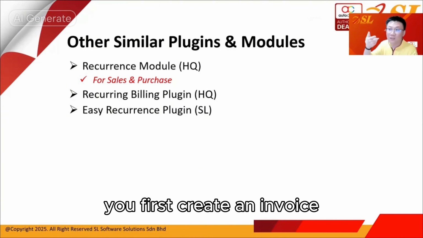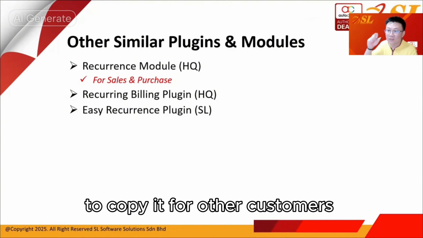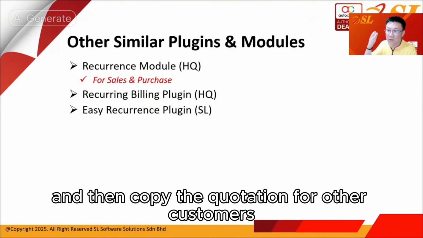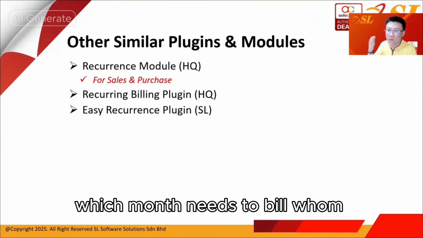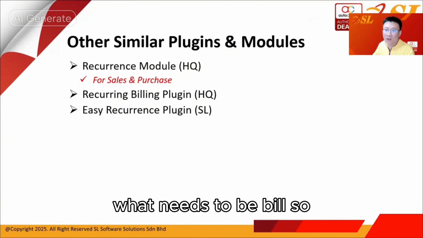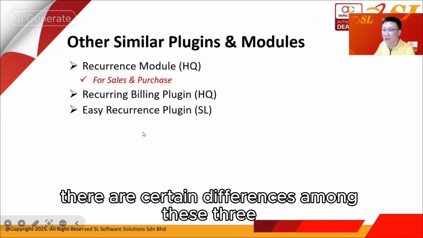You first create an invoice, and then we base on this invoice to copy it for other customers, okay? Or a quotation, and then copy the quotation for other customers. So it is a copy logic, not preset, okay? Which month needs to bill whom, okay? What needs to be billed. So there are certain differences among these 3, okay?